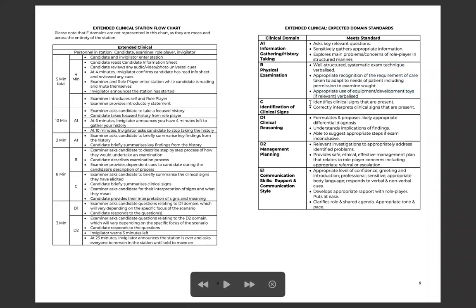Then C, identification of clinical signs. Identifies clinical signs that are present, and correctly interprets the clinical signs that are present.